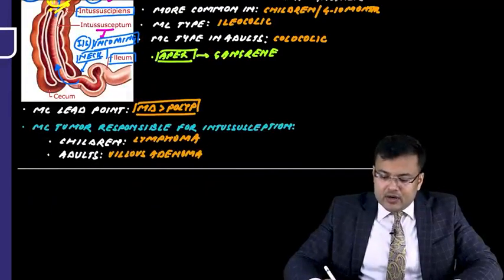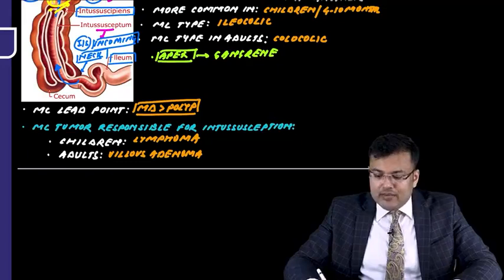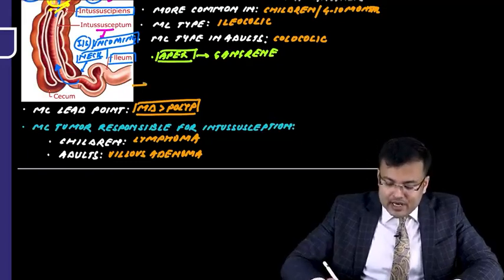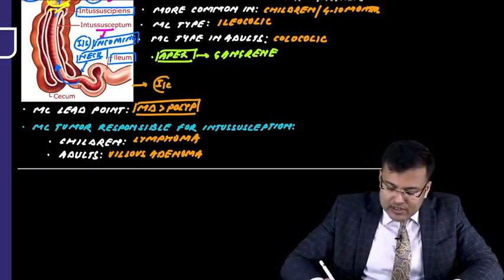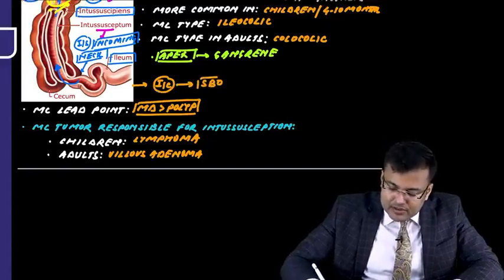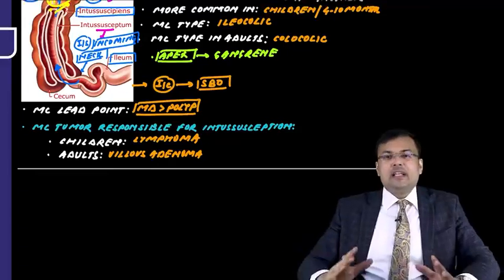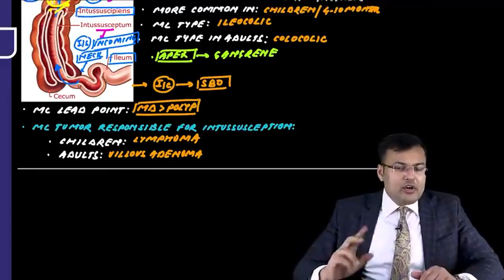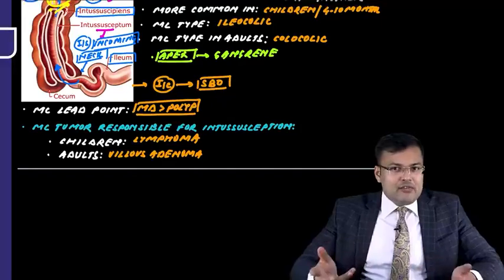So here we discussed the most common type. It is more common in children, and the most common type is ileocolic. Since the ileocolic type is the most common, the patient will present with signs and symptoms of small bowel obstruction. The patient is a child of 4 to 10 months.